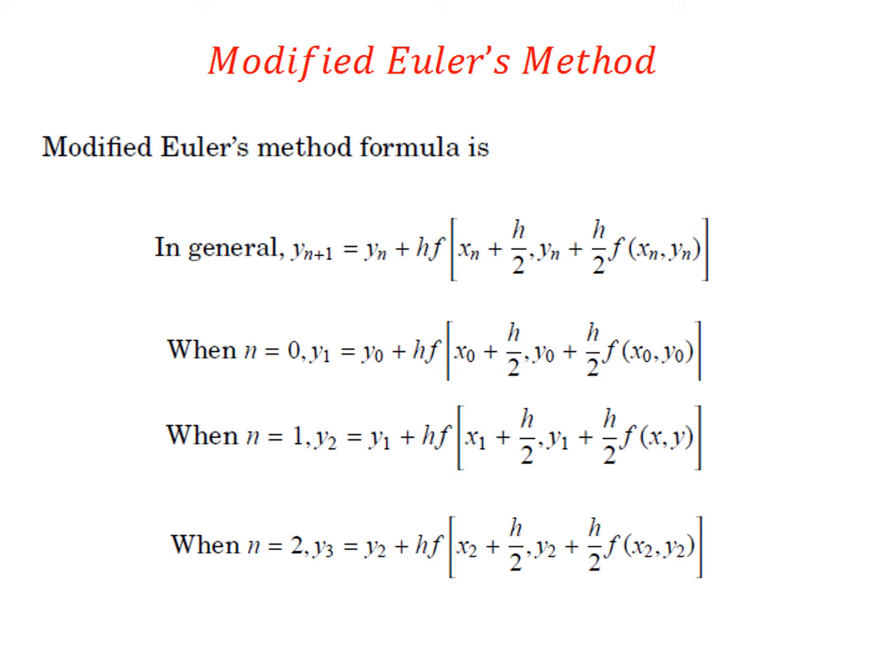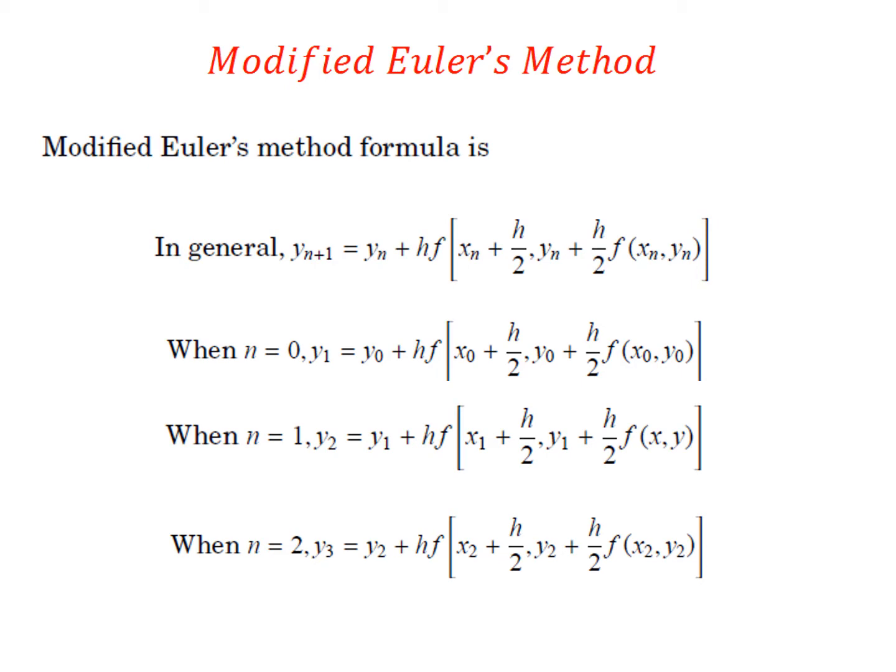Hi everyone. In this video, we are going to discuss modified Euler's method. The formula is y(n+1) = y(n) + h * f(x(n) + h/2, y(n) + h/2 * f(x(n), y(n))). For finding the y1 value, we need to replace n = 0 in this general formula. Then only will I get y1 on the left-hand side.